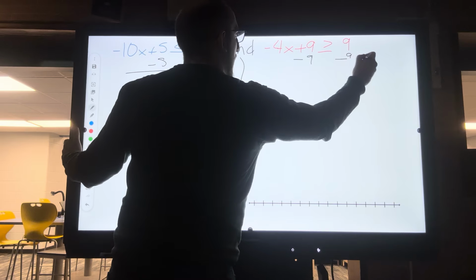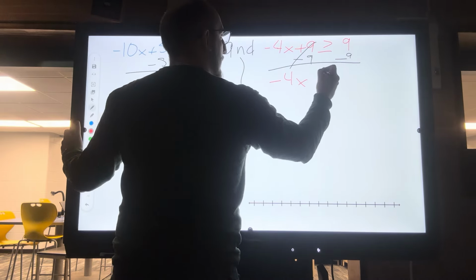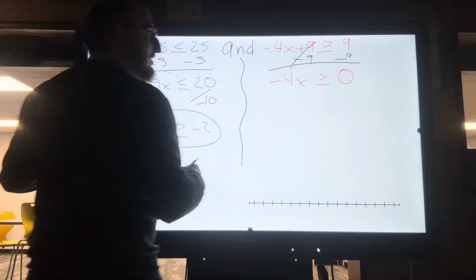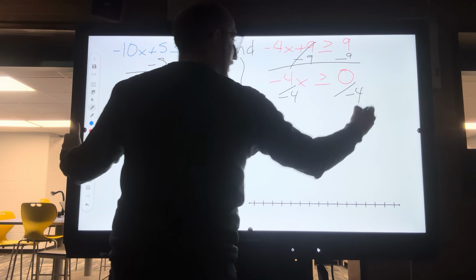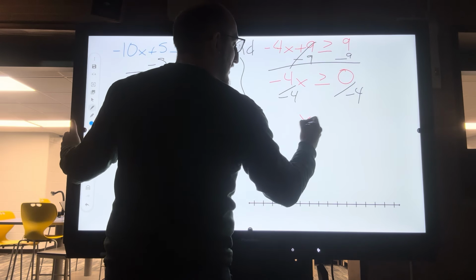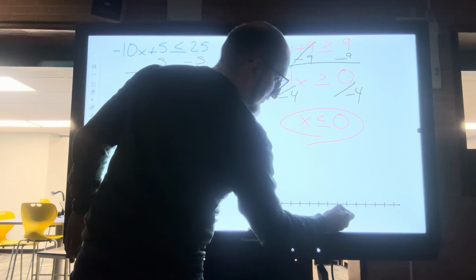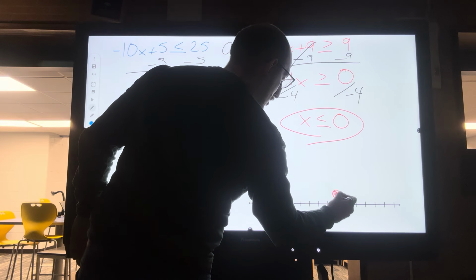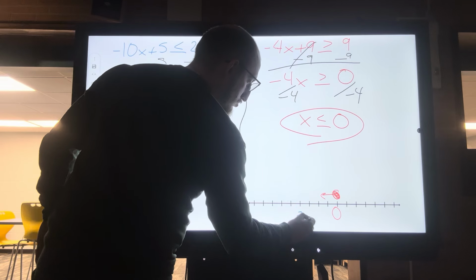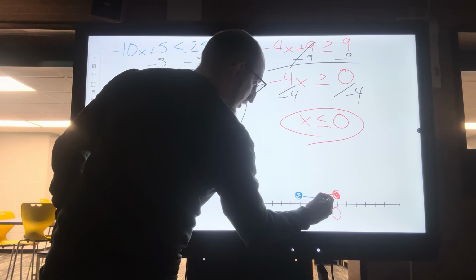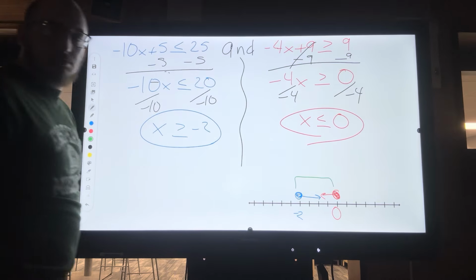Minus 9, minus 9. Negative 4x is greater than or equal to 0, because 9 minus 9 is 0. Divide by negative 4, divide by negative 4. We get x, flip the sign, less than or equal to 0. There's our second one. So we got a spot at 0, and it goes this way. We have a spot at negative 2, and it goes this way. And the only answers are going to be between these 2 numbers. Deal?